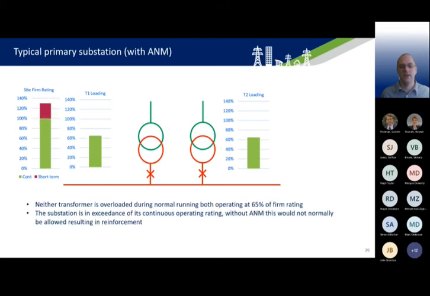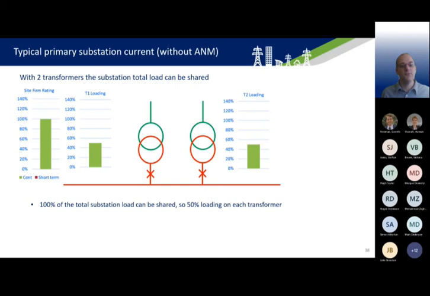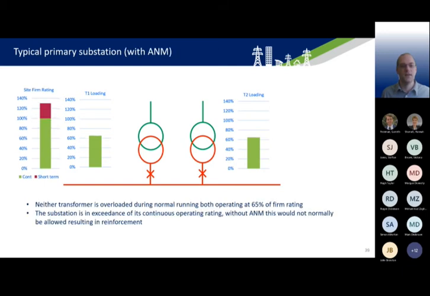And that's because if we were to have a fault on either of those 2 transformers, then the other one would have to pick up the remaining load. So we obviously can't run them to 200% of capability because they won't operate like that. So with an A&M system, what we can actually do is load those transformers up by an additional 15% each, taking the substation up to 130% of its firm rating.